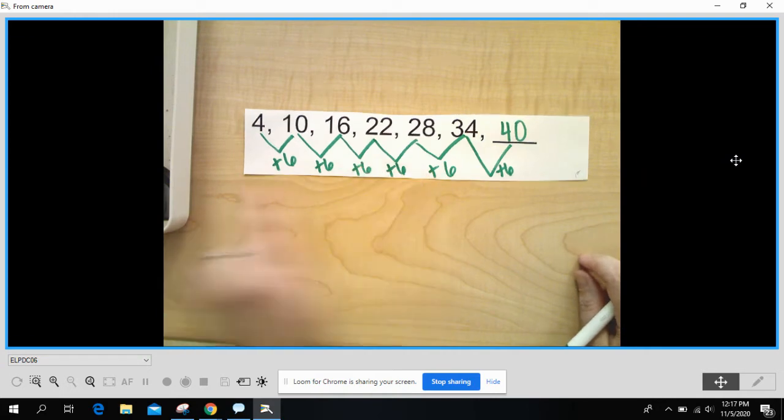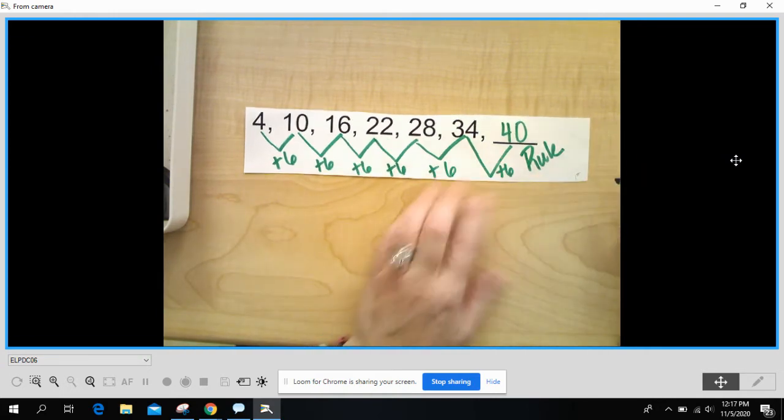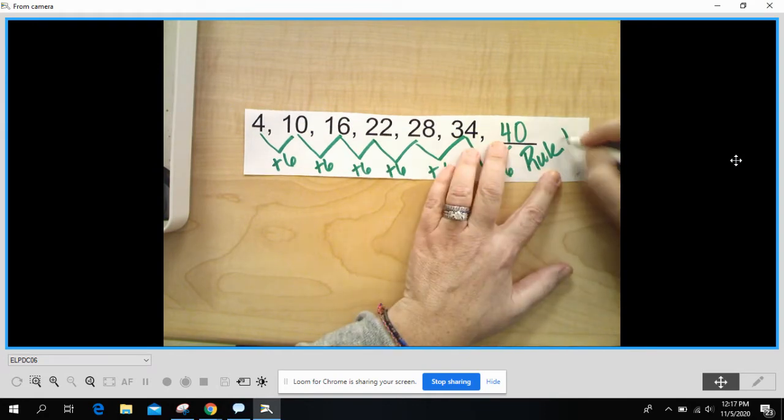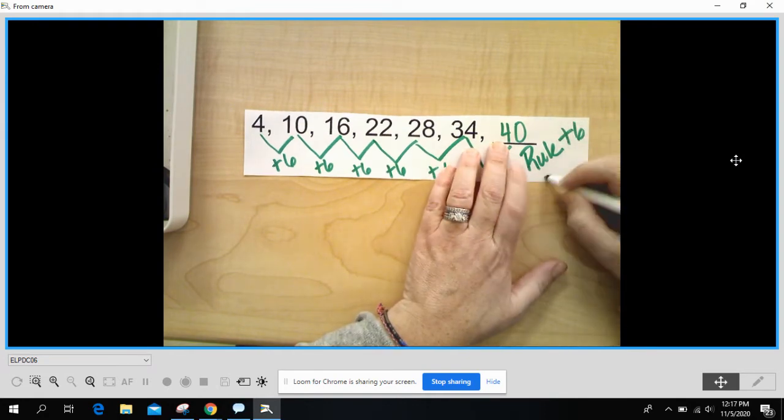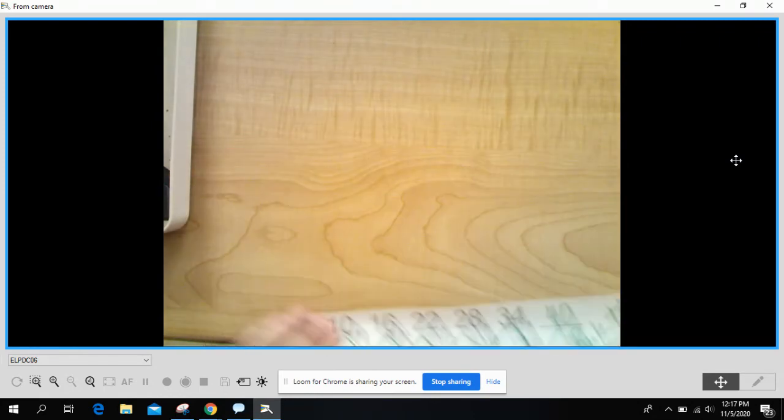Okay? The rule along this pattern, what rule did we follow the whole time? Plus 6. Nice job, third grade. Let's move on and try another one.